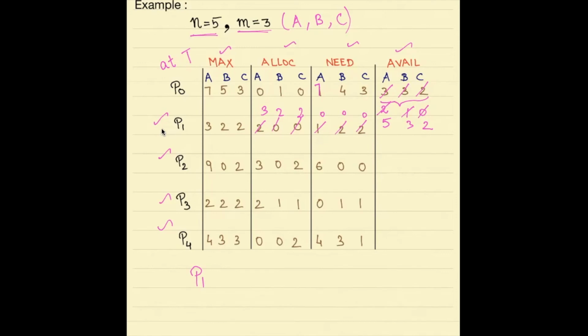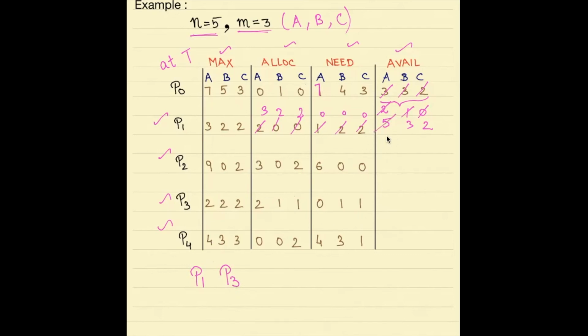Let us check whether P0 can be satisfied. No, right? Because P0's A is 7, but my available A is only 5. So P0 cannot be satisfied. Let's check for P2. P2's A is 6, but my available is 5. So P2 also can't be satisfied. Let's check for P3. So P3 can be satisfied, right? Yes, because P3's need is less than the available.